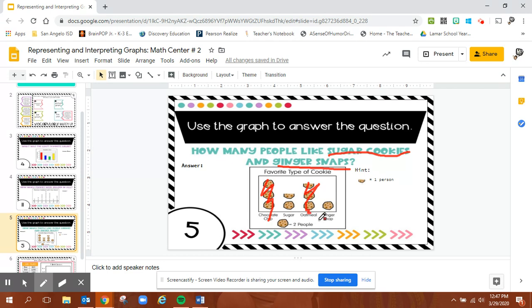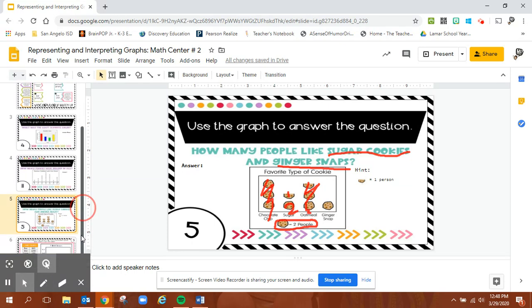Now, looking at my key, it says that one cookie is 2 people. So I even gave you a hint here. If one cookie is 2, then that means a half a cookie would be 1 person. Okay? So you have to figure out how many people like sugar cookies and ginger snap cookies.